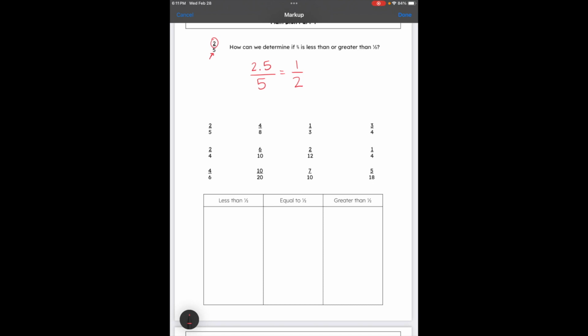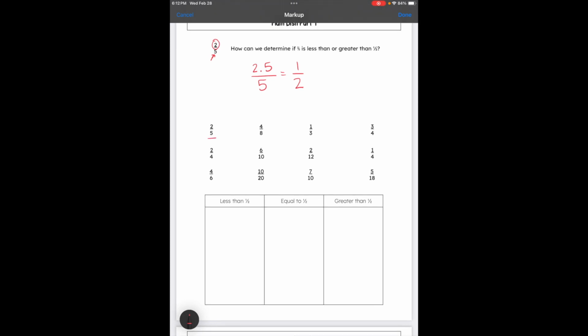We're going to do that same thought process, but with the fractions that are listed below, and we're going to put them into the chart and put them in either the column less than 1/2, equal to 1/2, or greater than 1/2. So let's look at 2/5 first. We just did that one. We know that it's going to be less than 1/2 because it would have needed to be 2.5 or greater to be either a half or greater.